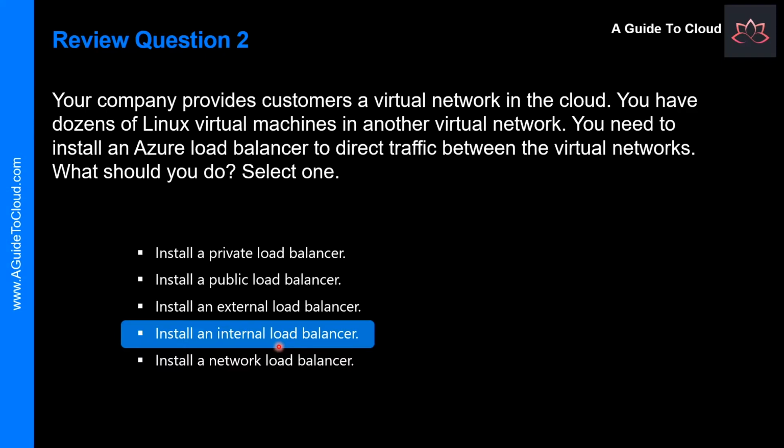Azure has two types of load balancer, public and internal. An internal load balancer directs traffic only to resources that are inside a virtual network or that use a VPN to access Azure infrastructure.